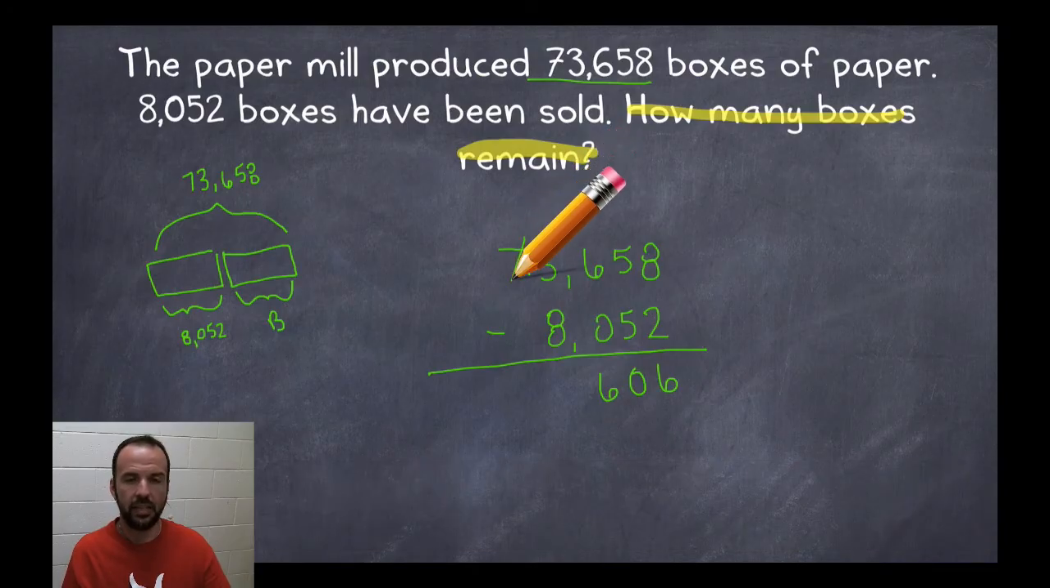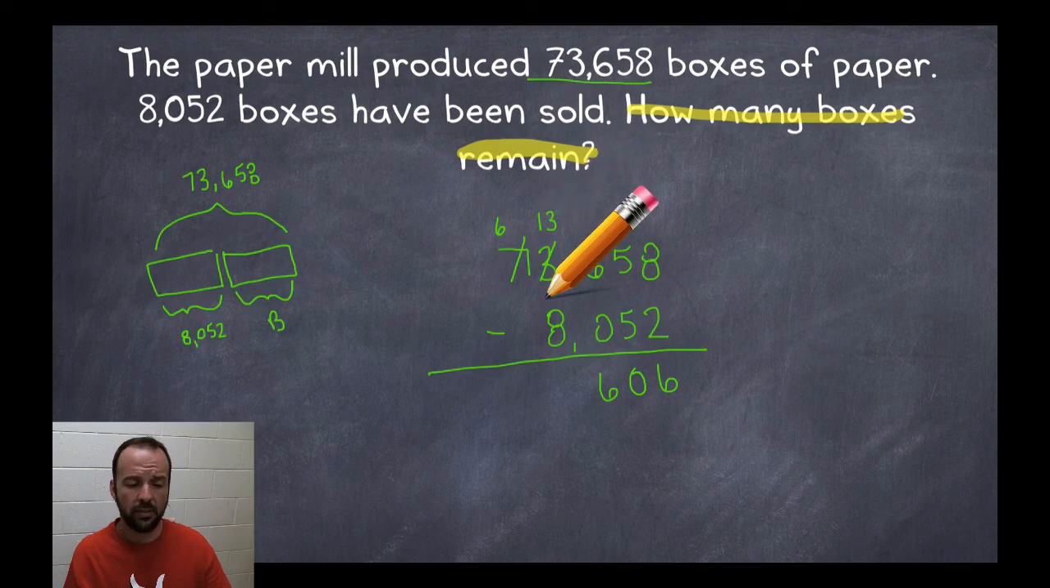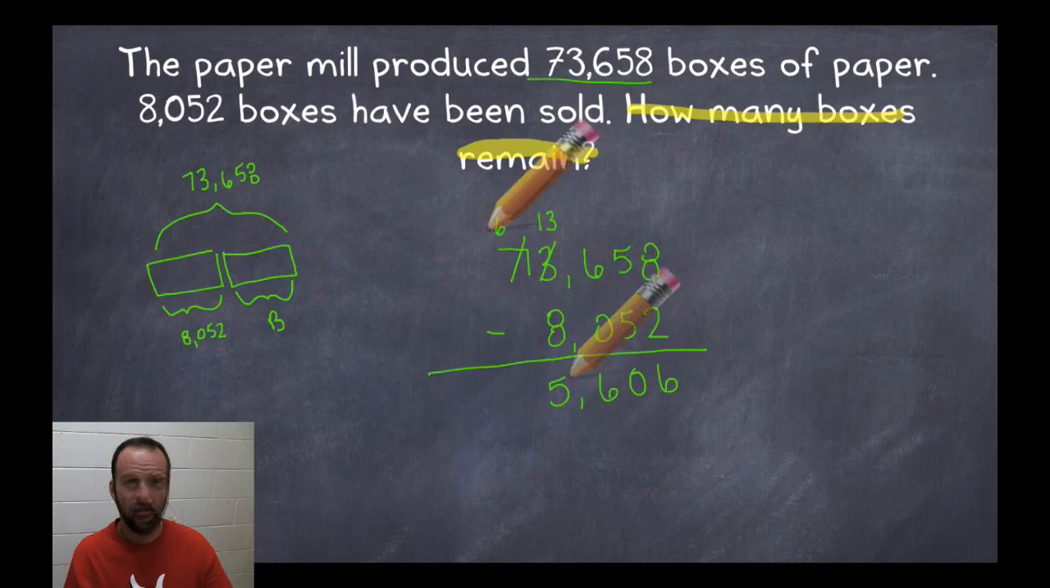So I'm going to take one of these 10,000s. So now I'm only going to have 6 10,000s, and I'm going to take that 10,000 and turn it into 10 thousands, okay? So I'm going to be adding 10 to this 3 right here, which will make this 3 a 13. So I no longer have 3,000, I now have 13 thousands, okay? Now that I have 13 thousands, I can take 8 away from that, which would give me 5. And then I have my 6 10,000s out here, minus 0 will give me 6.